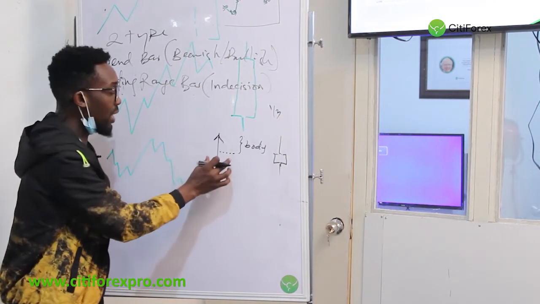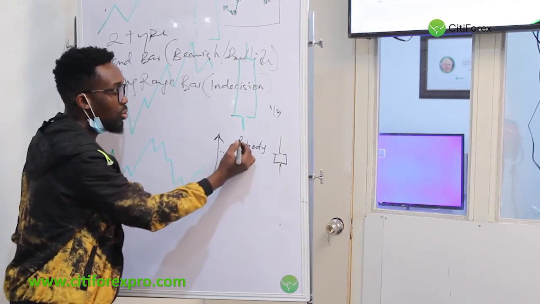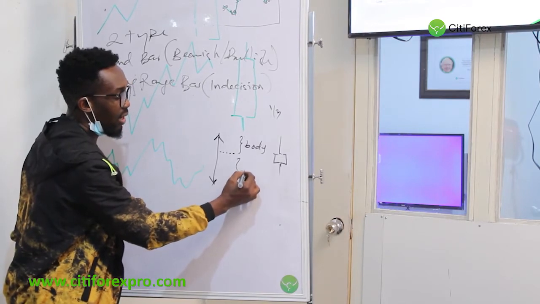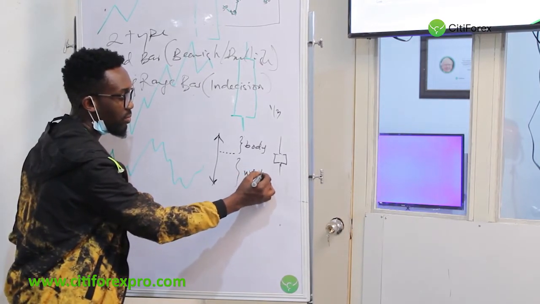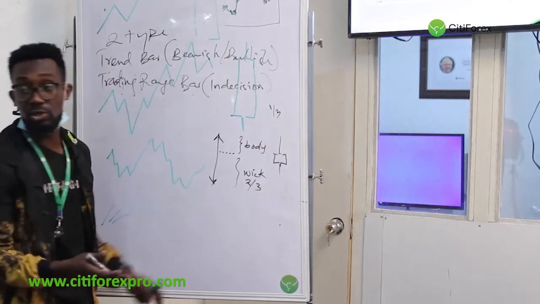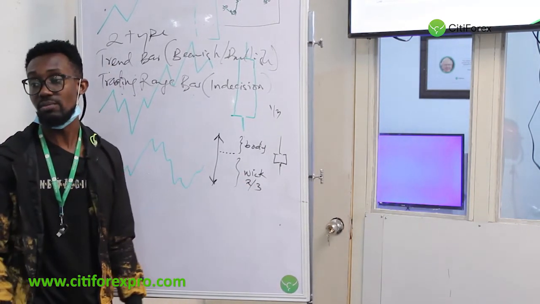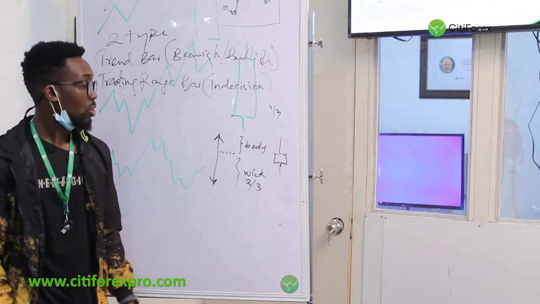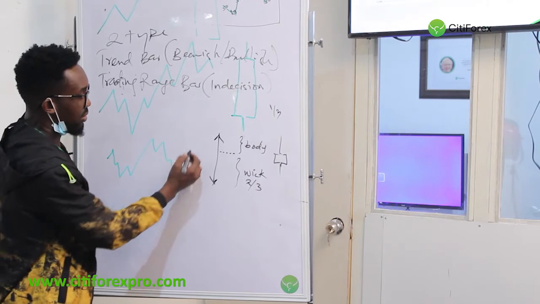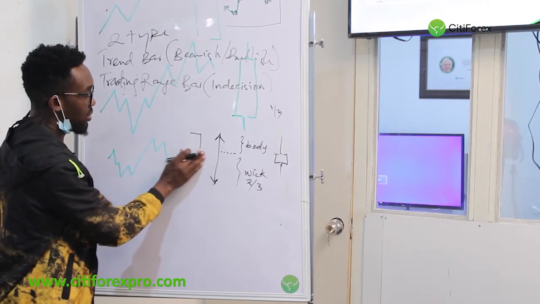So it could be at the middle, it could be at the top, but it's usually about 1/3. And then what you have here is the wick of the candle, which is usually about 2/3. It is usually longer than the actual body. So when you have a case like this, if I try to draw a candle that looks like this, what you will see is something like this.